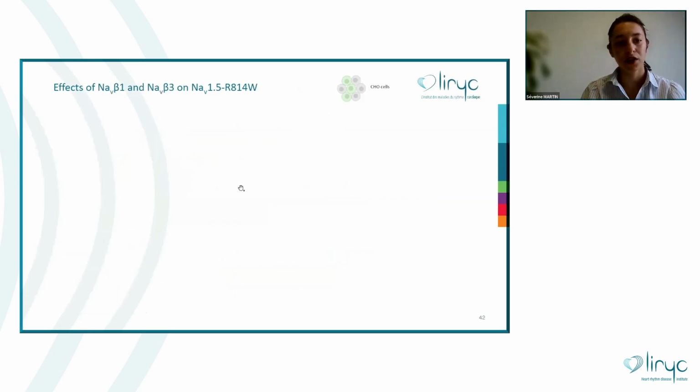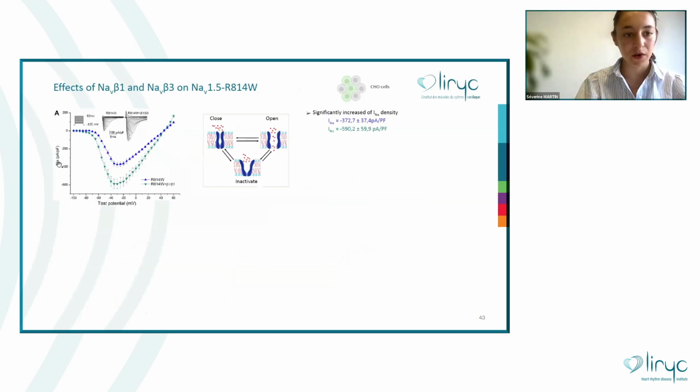So now we focus on the co-expression of the two subunits NaV-beta1 and NaV-beta3 with the variant channel. And as you can see here on the current density curve, the co-expression of the variant channel and the two subunits increases the current density.